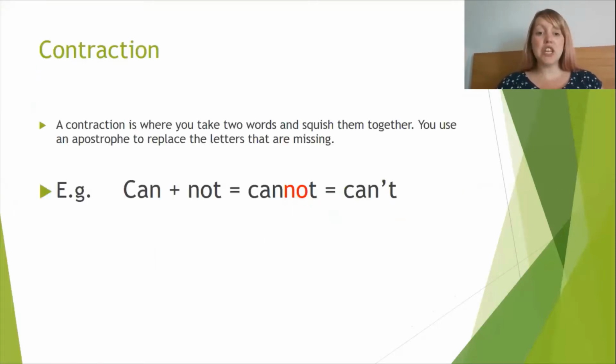So a contraction is where you take two words and you squish them together. Now, when you squish them together, some of the letters drop out. So we have to put an apostrophe there to replace the letters that are missing. So for example, instead of saying cannot, you can say can't. The apostrophe replaces the letters in red. As you can see, here there is an N and an O missing and an apostrophe in their place. That makes can't. The contraction for cannot is can't.